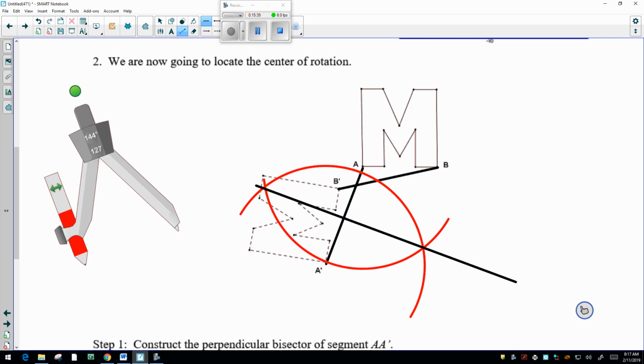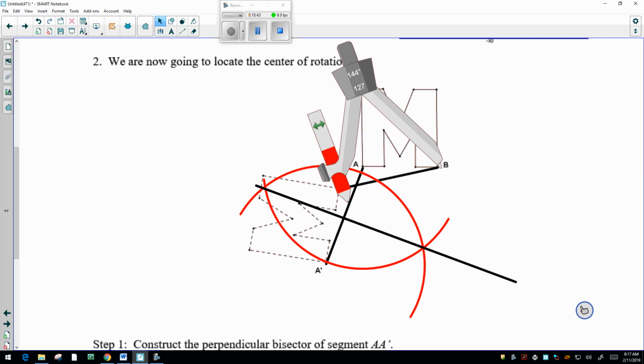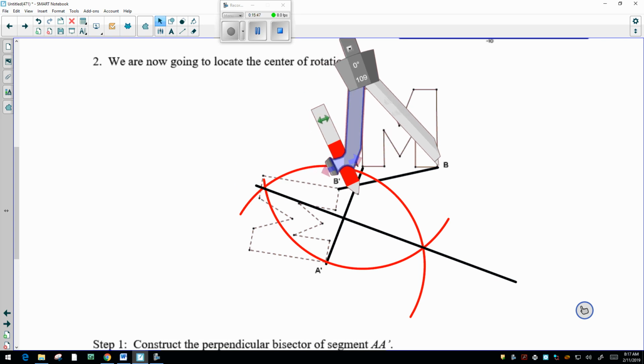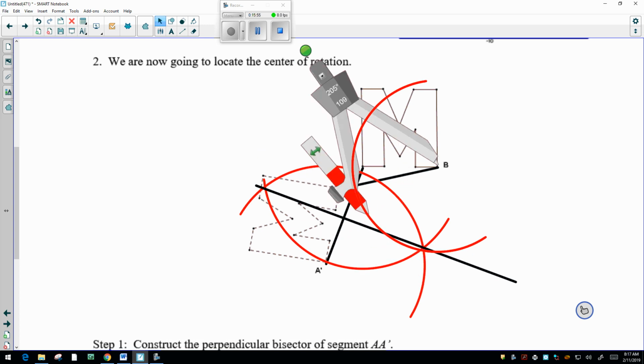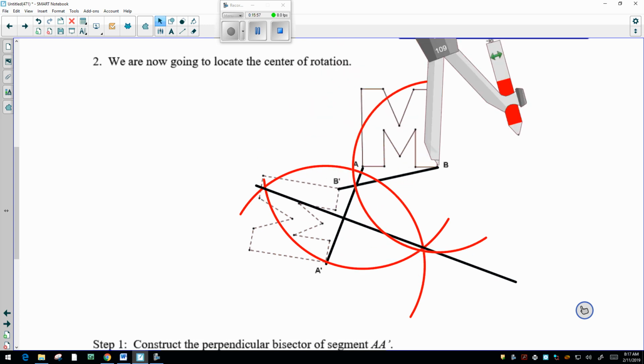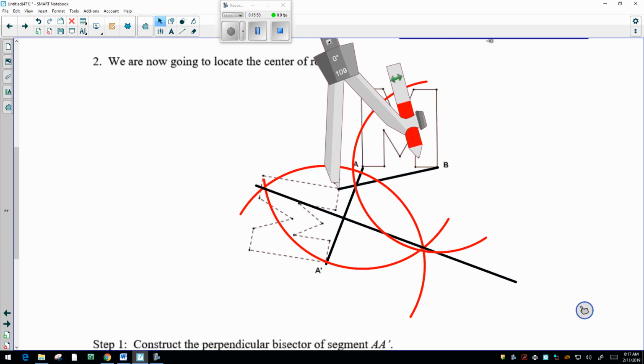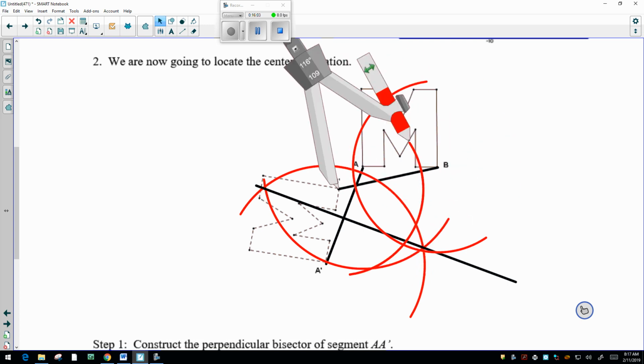Okay. We're going to do the same thing this time, and move it over to segment BB prime. And again, when we do this, we want it to be a little bit more than halfway. It could be the full entire segment length. And we are going to bisect segment BB prime. So flip it around, do the same thing from the other end point all the way over to B prime. And we're going to bisect it.